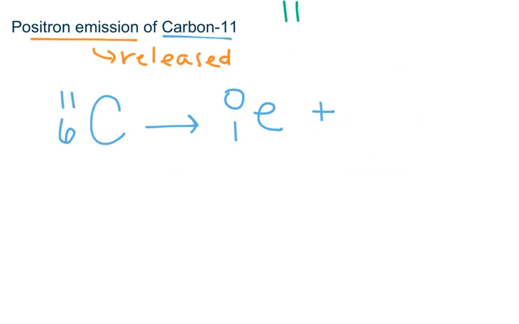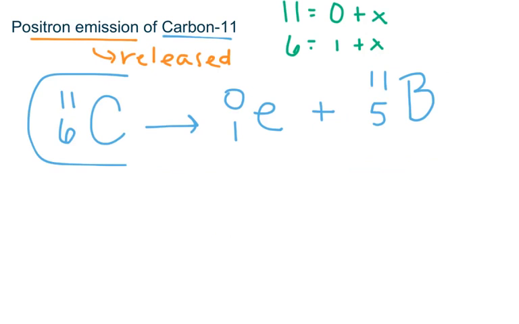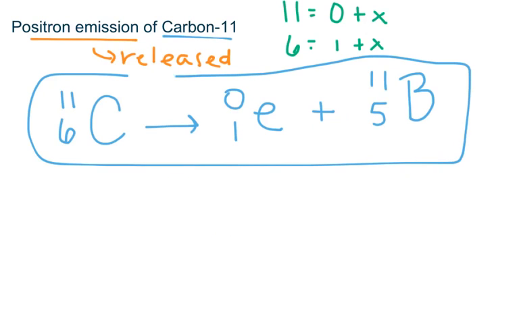And now we need to figure out what our new isotope is. Well, 11 equals 0 plus x. x, therefore, is 11. Top number is not changing. Bottom number, 6 equals 1 plus x. x is 5. So the element that has 5 protons, or an atomic number of 5, is boron, which gets the symbol B. So this is an example of positron emission.